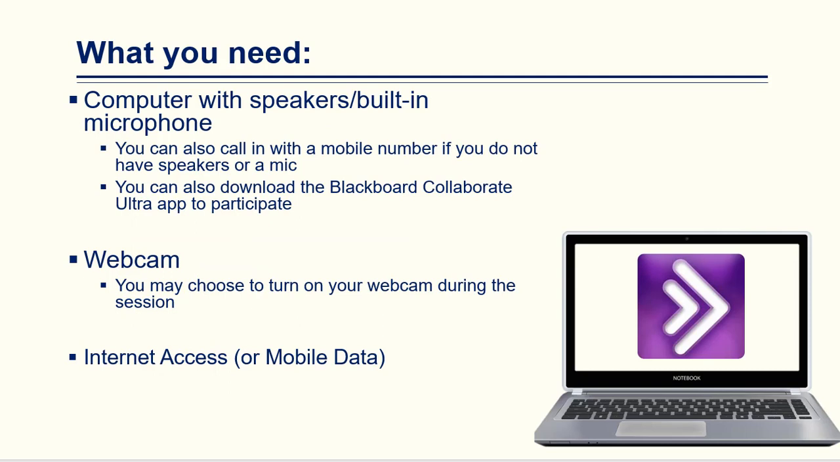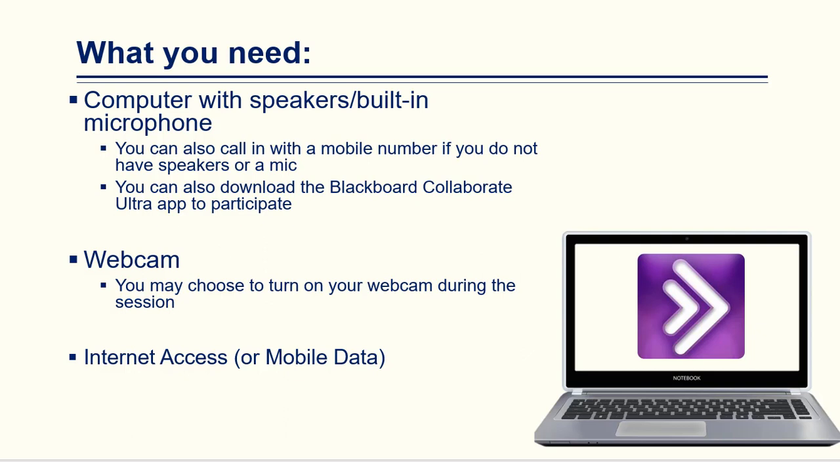Typically, in order to use Blackboard Collaborate Ultra, the student as well as the instructor will need a computer with speakers or built-in microphones. If you do not have speakers or working microphones, you can use the call-in feature to use your mobile phone to dial in and listen and speak that way. You can also download the Blackboard Collaborate Ultra app to participate on your phone.